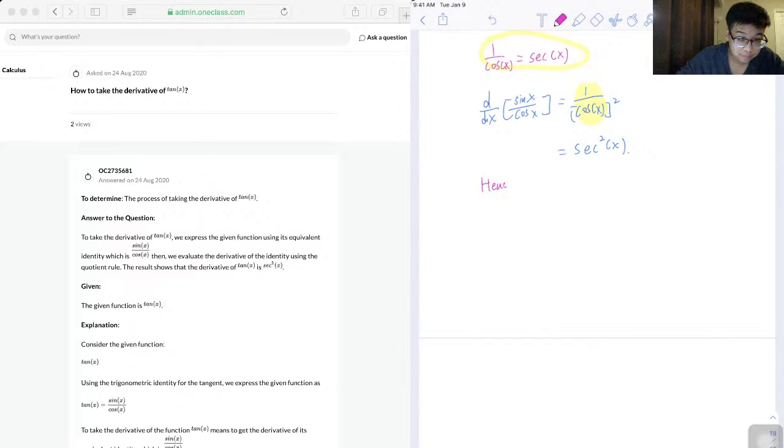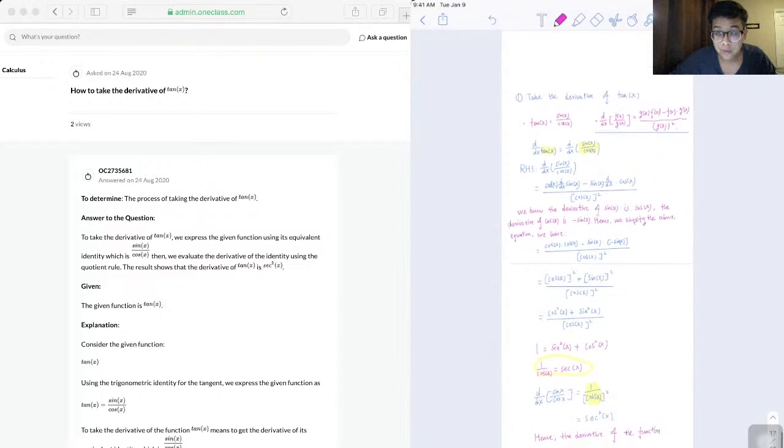So hence the derivative of the function tangent x is secant x squared.